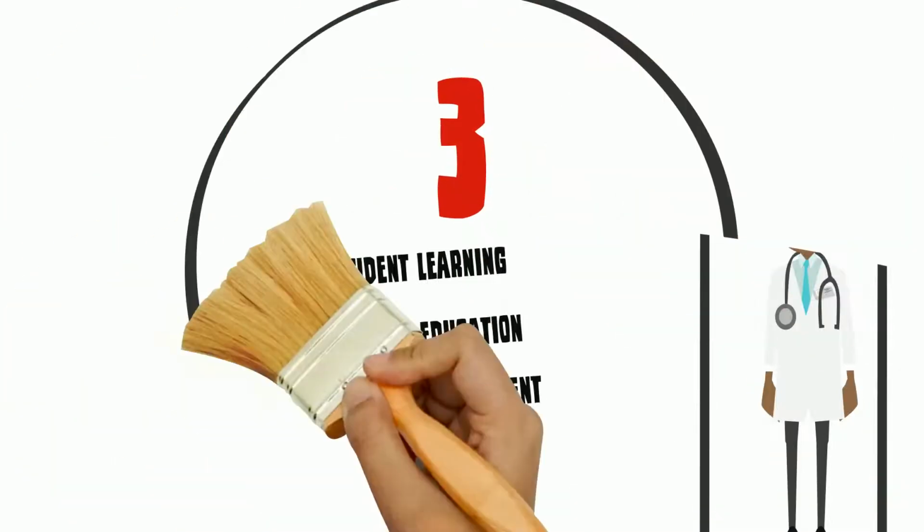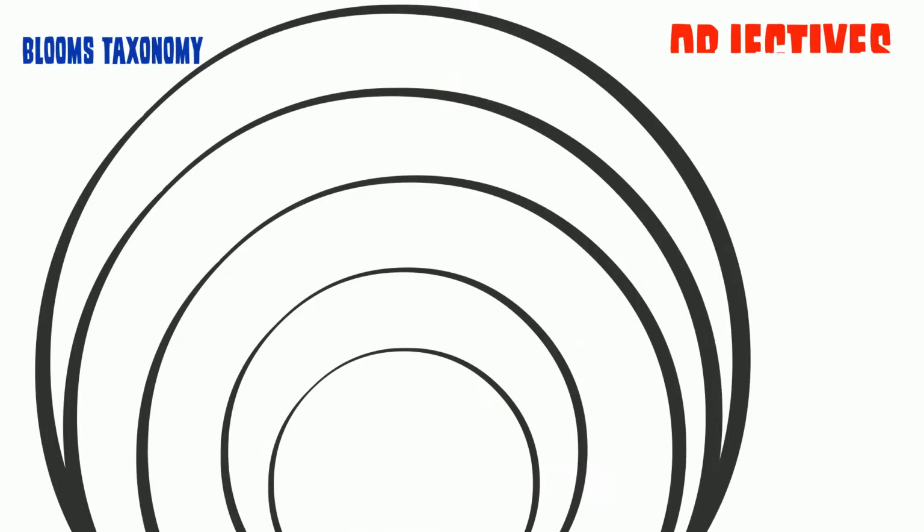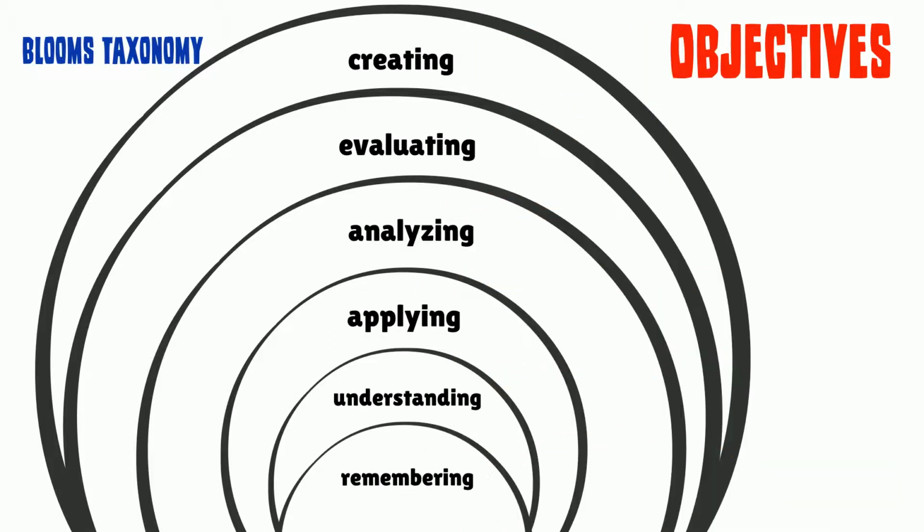Final point number 3, make sure that what you submit adheres to the structure of the workshop submission. Let's examine each component. The objectives. It is important to clearly define your learning outcomes. It may be helpful to remember the basic levels of Bloom's taxonomy. These 6 levels can be used to structure the learning objectives and lessons of your workshop.